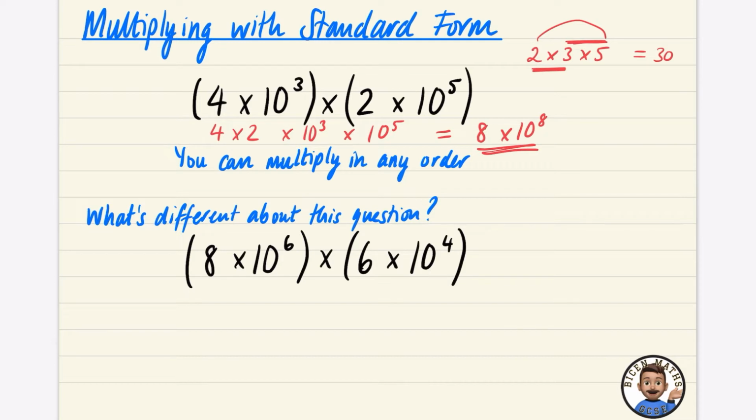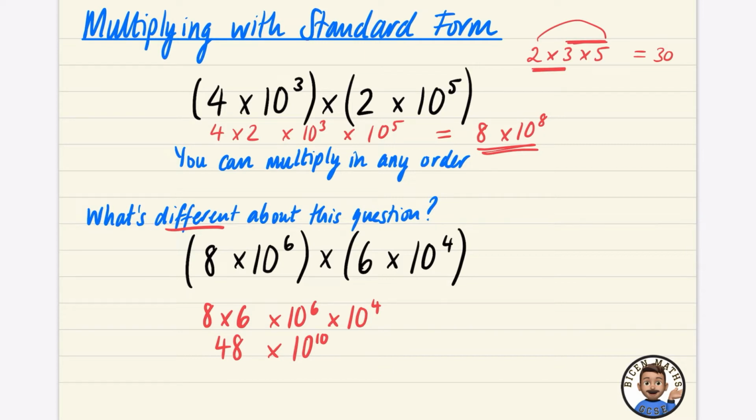Well, let's see what's different about this question. Like I said, we could multiply it in any order. So I'm going to start off by doing the 8 times the 6, and then afterwards we're going to have the times 10 to the 6 and the times 10 to the 4. When I do the 8 times the 6, I get 48. And then for these parts, I'm going to add the powers together. So that's the 6 and the 4, and I'm going to get multiplied by 10 to the power of 10. Well, what is different about this question? Hopefully you've spotted that the answer here is not in standard form. And I still want to give my answer in standard form.